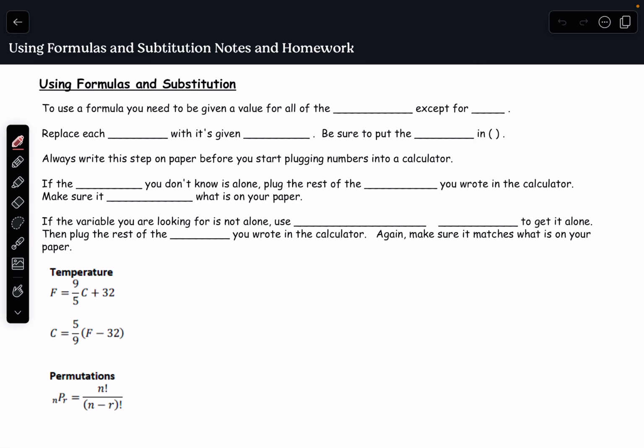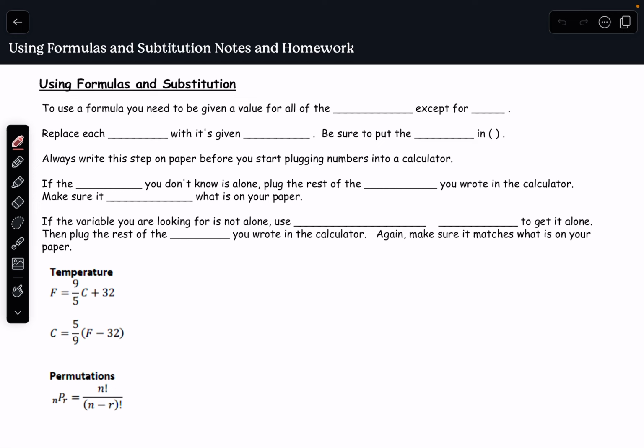So today we're going to be reviewing using formulas and substituting numbers into those formulas. Something you've been doing for a really long time. This all should be review stuff. But we're going to go through some different types of formulas and make sure to cover the basics so that as we're using formulas, because we're going to use a lot of them this year, you are using them correctly.